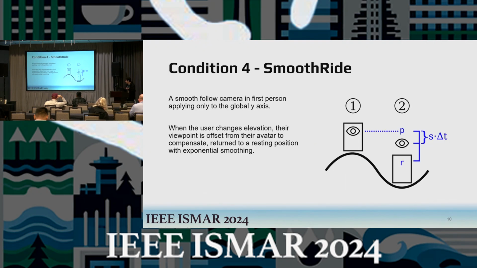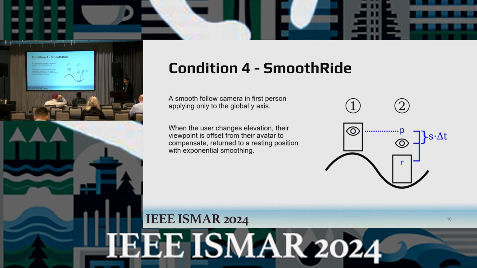And then finally, the 4th condition is our proposed solution, SmoothRide. SmoothRide is essentially a smooth follow camera that works in the first person, limited to the y-axis. So when a user changes their level of elevation by moving across terrain from position 1 to position 2 here, initially we offset their camera to this position called P, the previous position, to make it look as though they haven't actually ascended or descended at all.